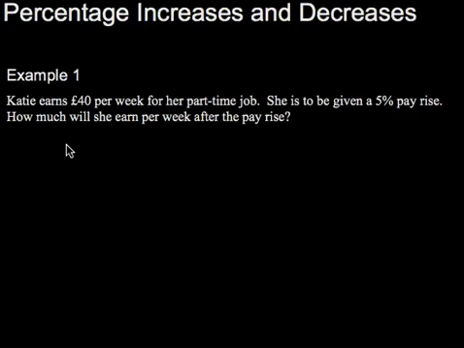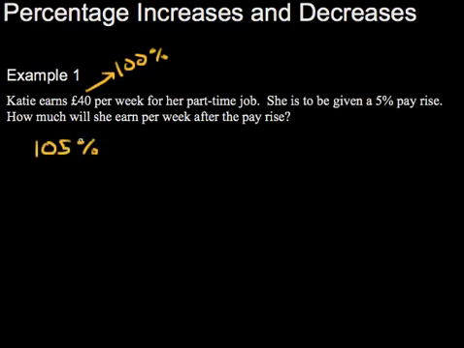So here's a real life question for you then. Katie earns £40 per week. She is to be given a 5% pay rise. How much will she earn per week after the pay rise? So as a percentage, she starts off with 100%. So this could be 100% here. And now she has a 5% pay rise or 5% increase. She's now going to end up with 105%.